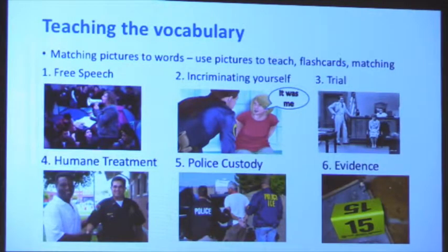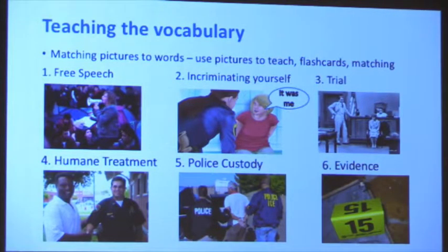So next is teaching the vocabulary. Pictures are great for this. So the top one in the corner under free speech is a little hard to see, so I'll explain that one. It's a woman holding a megaphone, and she's explaining. And you can talk to your students about, well, why is she doing this? What do you think she's talking about? And the idea of free speech will come across as you're discussing it.